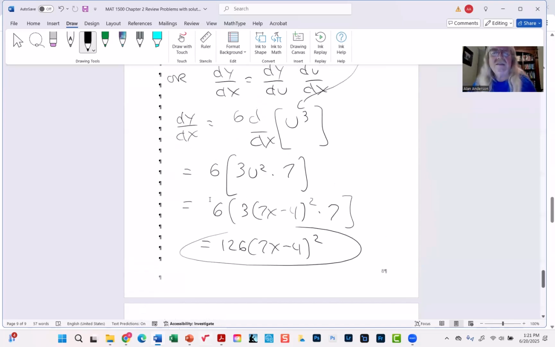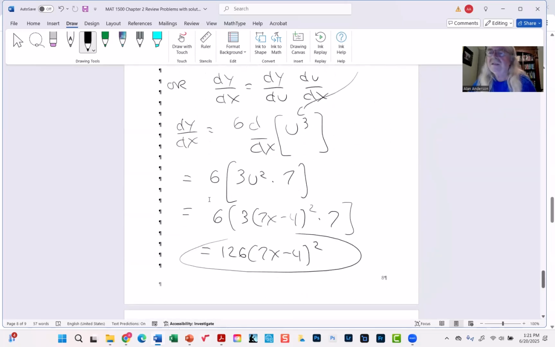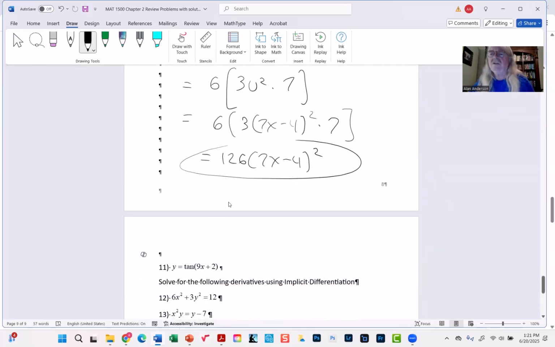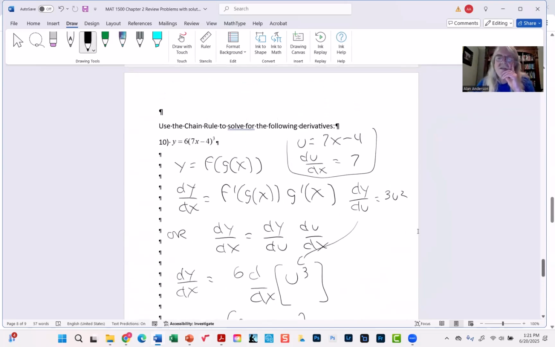All right. So that's that. Of course, it's not the only way to do this, but I do like the dy du approach because you can break it up into smaller pieces. You could do it like this, but I kind of like the dy du approach.